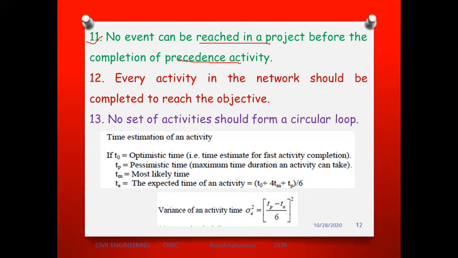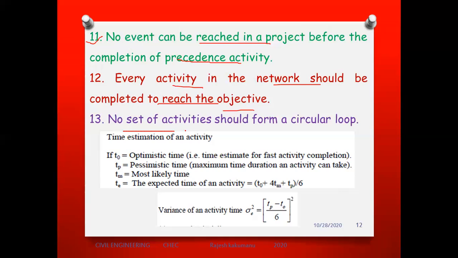So here it is saying no event can be reached in the project before the completion of the, అంటే ఒక ప్రాజెక్ట్ కంప్లీట్ అయిన తర్వాతే నెక్స్ట్ ప్రాజెక్ట్ ఆర్ వెంచర్ షుడ్ స్టార్ట్. దట్ ఇస్ అ పాయింట్ హియర్, రైట్? Every activity in the network should be completed to reach the objective. అంతే కదా? So whatever your company's or industry's objective is, every day you have to see the placard, right? So that you can motivate yourself, and the next day you will come for good work, right? Like that, every activity in the network should be completed to reach the objective.